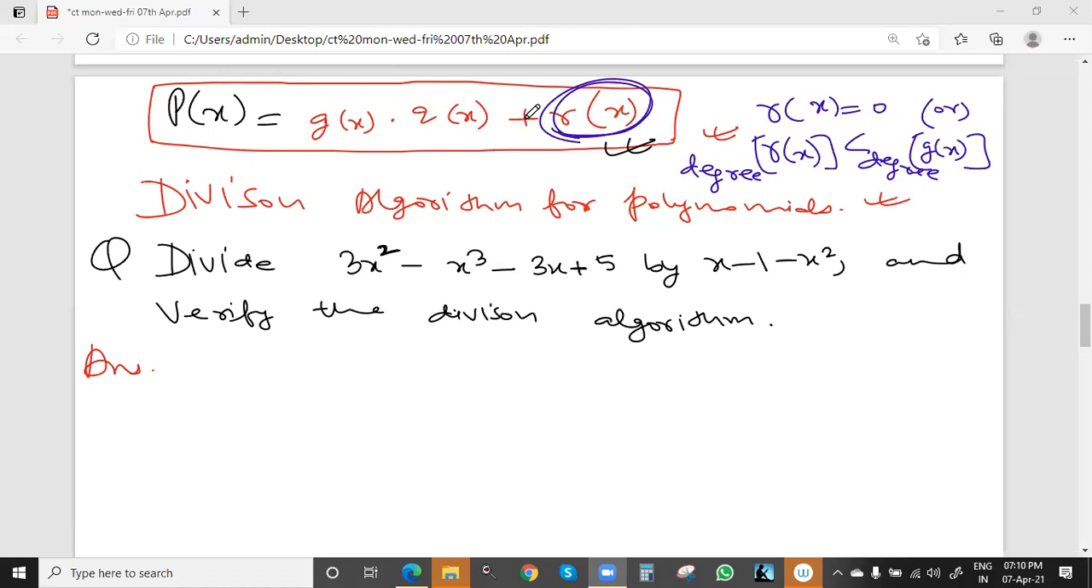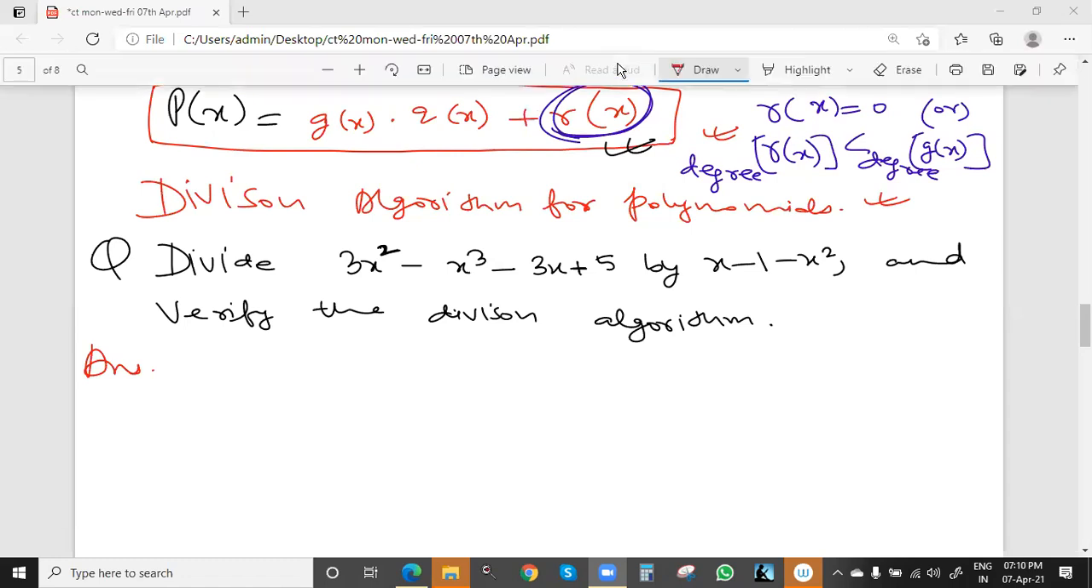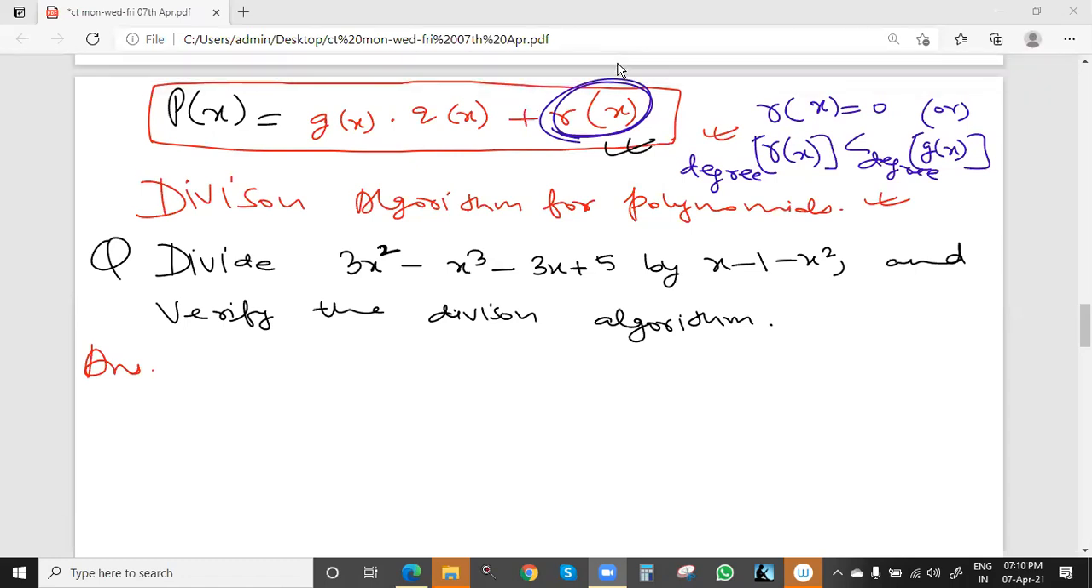no, actually, once again, you can try this question. Carefully notice the question. See, the first term is 3x square, then minus x cube, then minus 3x plus 5, divided by x minus 1 minus x square. See, Tushar, the remainder will be 3. But what is the quotient value? What is the quotient value?